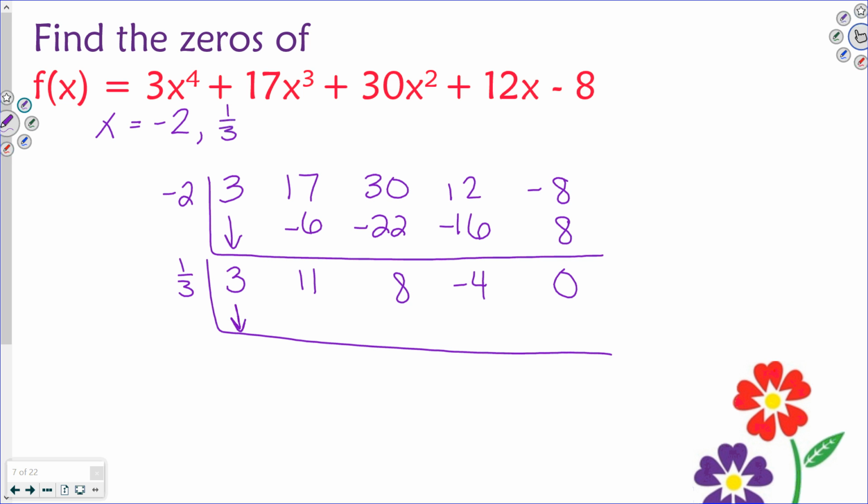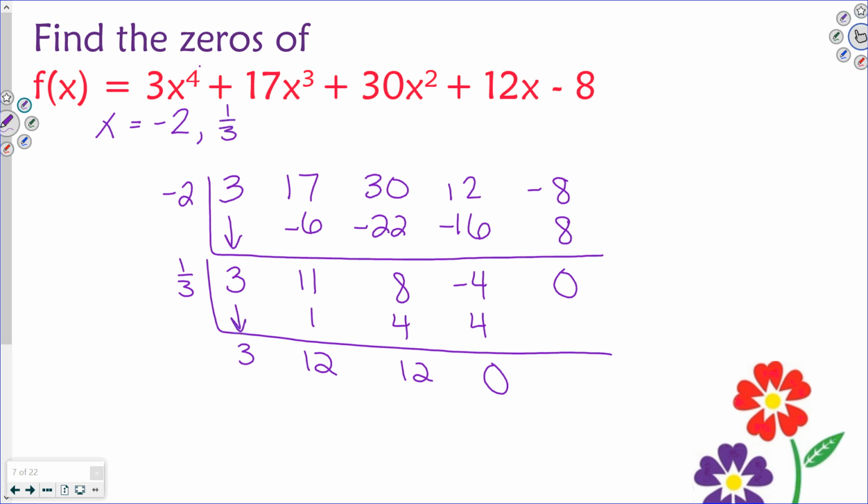Yes, it's a fraction. You'll live. All right, so when we multiply, what's 1/3 times 3? 1. And then we add. We get 12. What's 1/3 of 12? 4. We add, and we get 12. What's 1/3 of 12? 4. And that's 0. No pain and suffering. Usually the fraction ones turn out pretty nice like that, because you're not going to want to factor something with a fraction, so they won't end up as fractions.